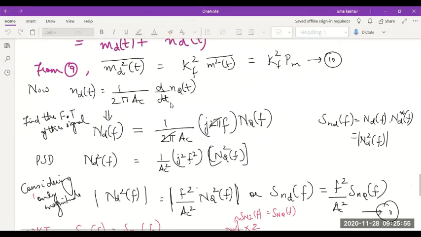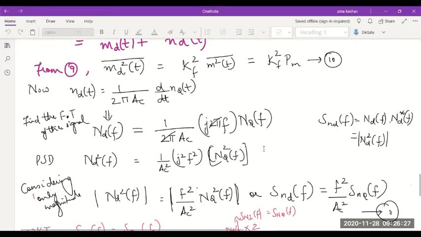Since this equation has a differential, we have to, what? Take the Fourier analysis. It will be easy for us to work in the frequency domain. So I am taking the Fourier transform of this LHS and RHS. ND of f I will get on the LHS. 1 by 2 pi AC is a constant. Differential is replaced with j2 pi f, and NQ of t will be replaced with NQ of f.